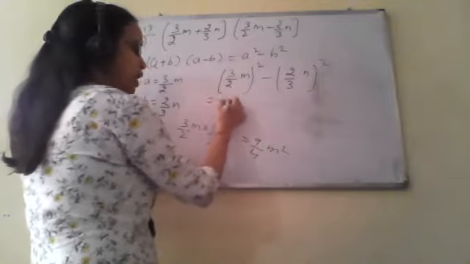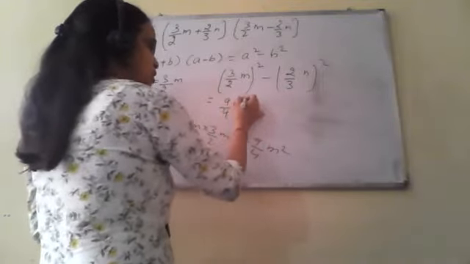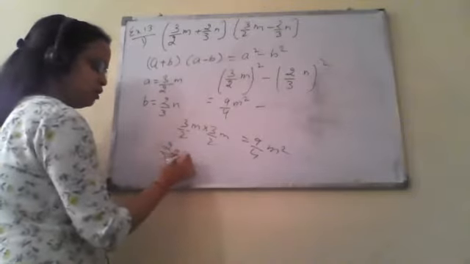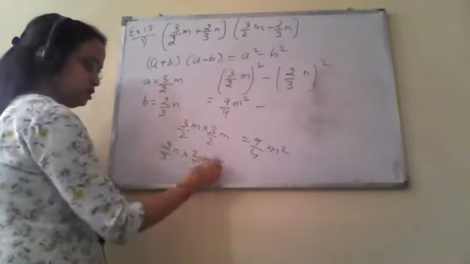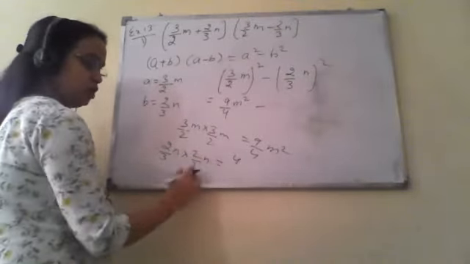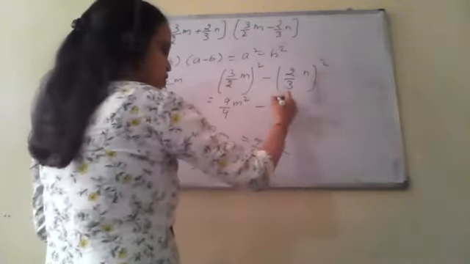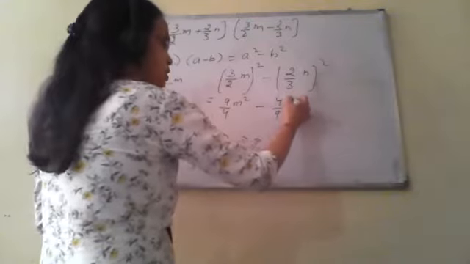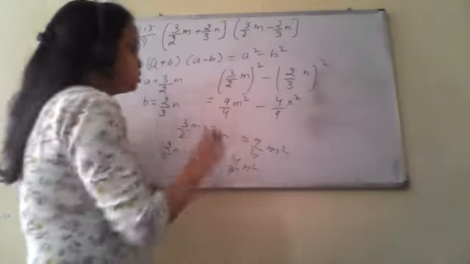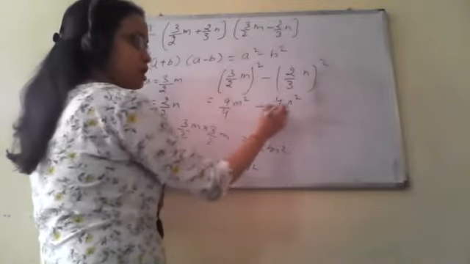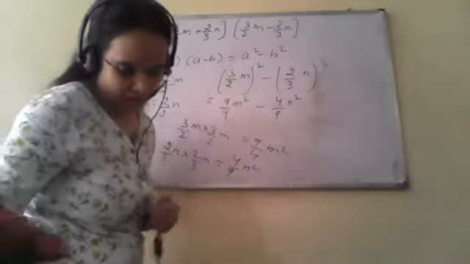So it will become 9/4 m square minus this 2/3 n into 2/3 n. This will become 2 into 2, 4; 3 into 3, 9; n into n will be n square. So it is 4/9 n square. So the value of this expression will be 9/4 m square minus 4/9 n square.